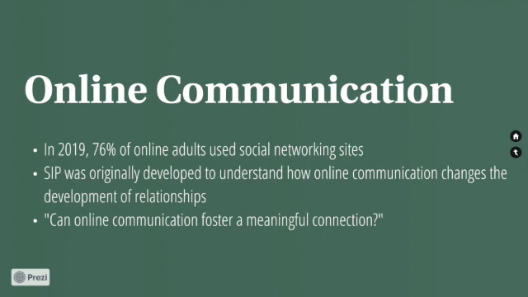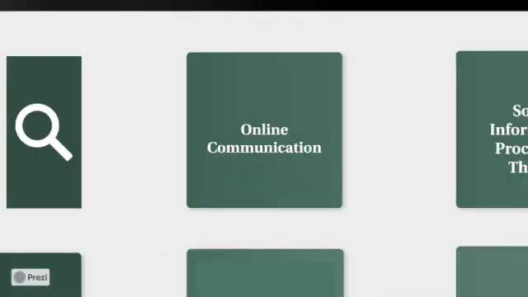In 2019, 76% of online adults used social networking sites. This is because there is a need to socialize. Social information processing theory was originally developed to understand how online communication changes the development of relationships. The question it asks is, can online communication foster a meaningful connection?